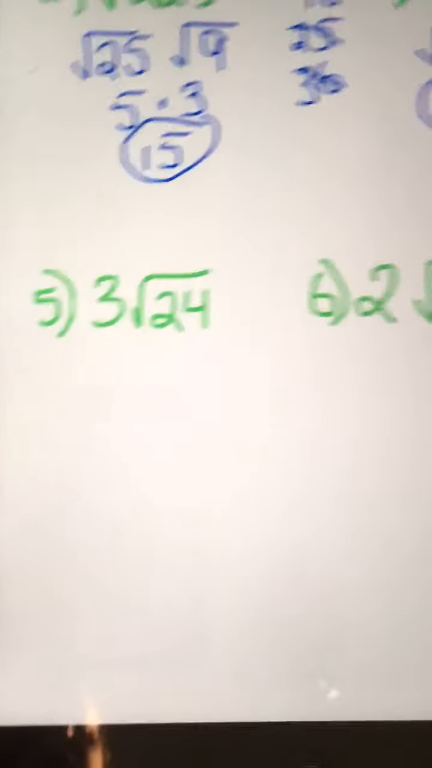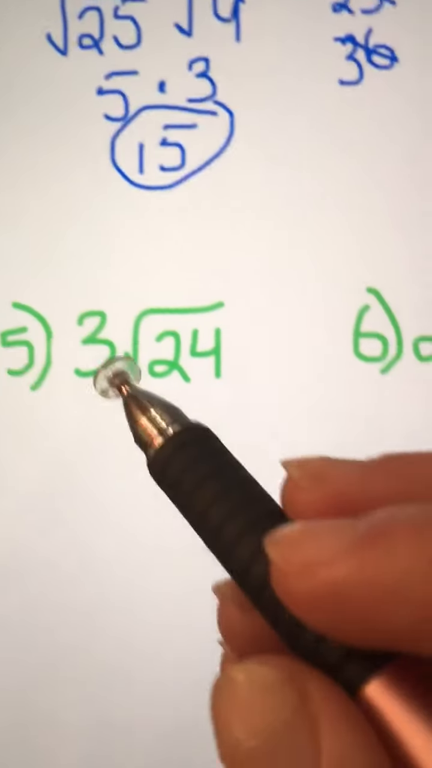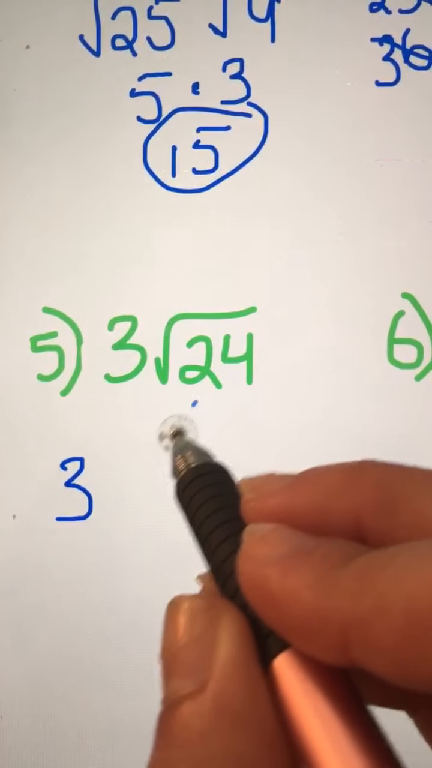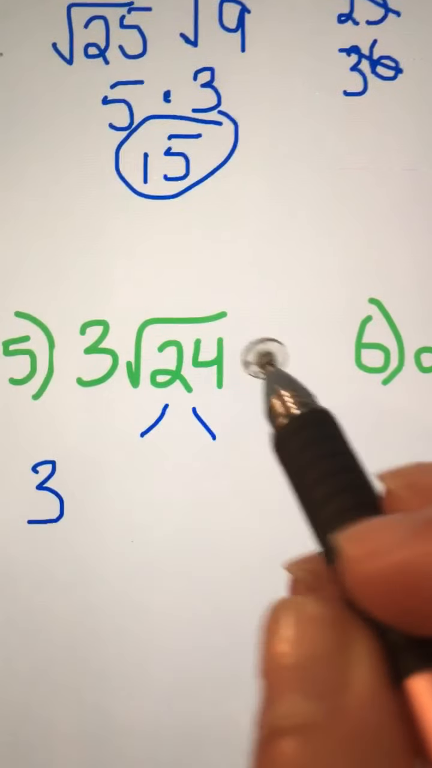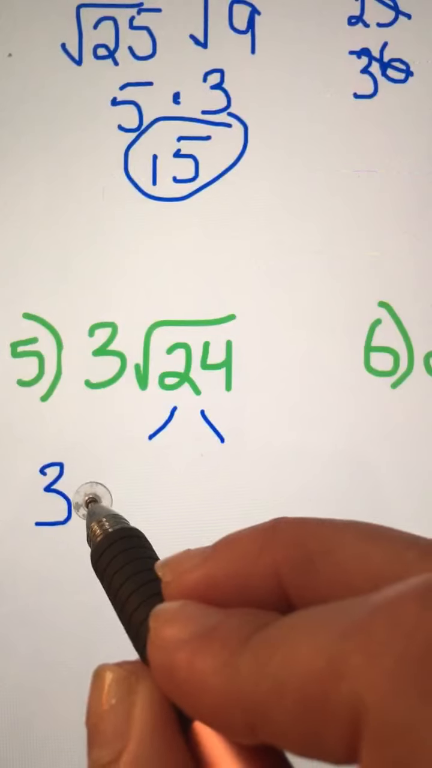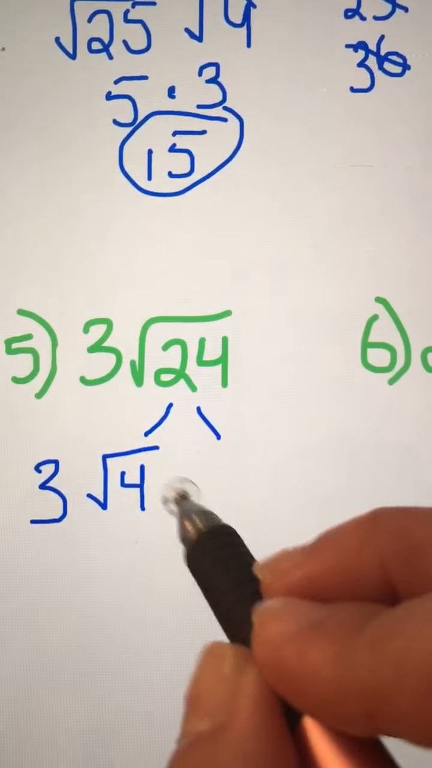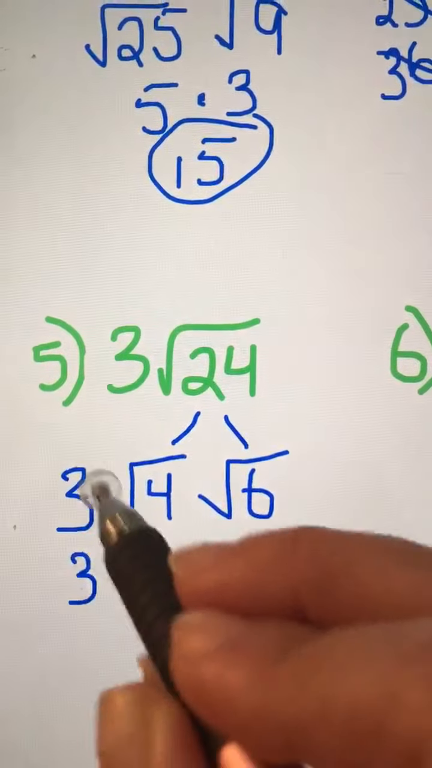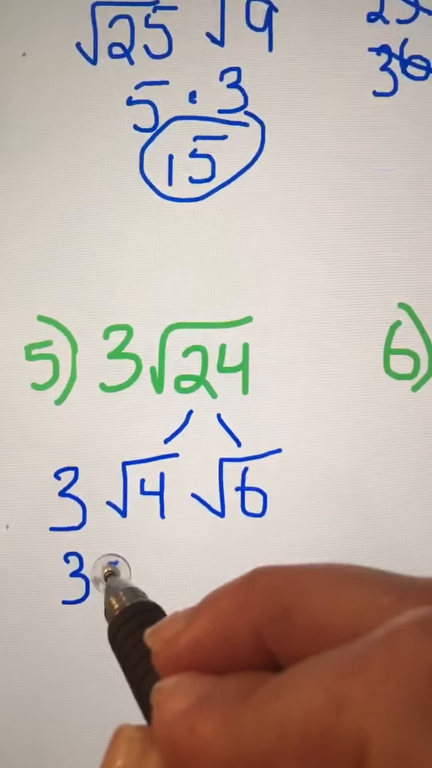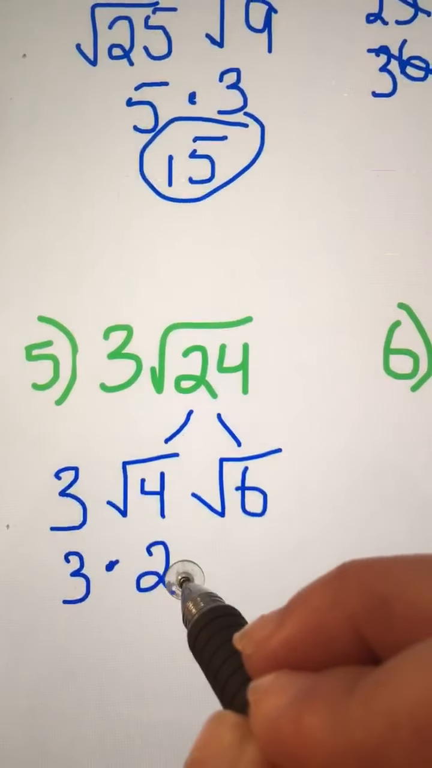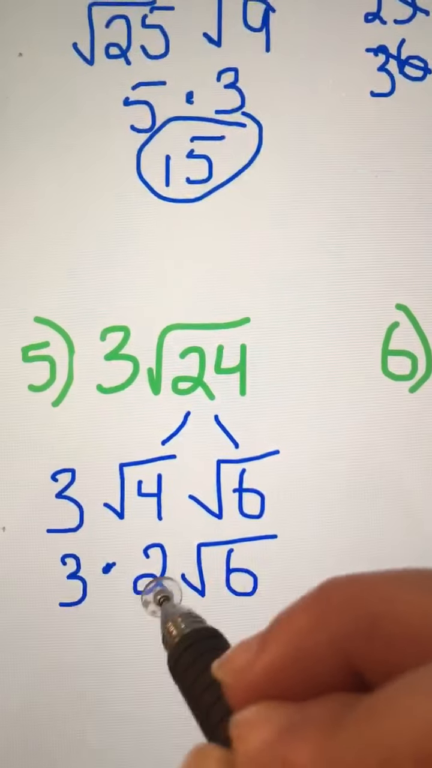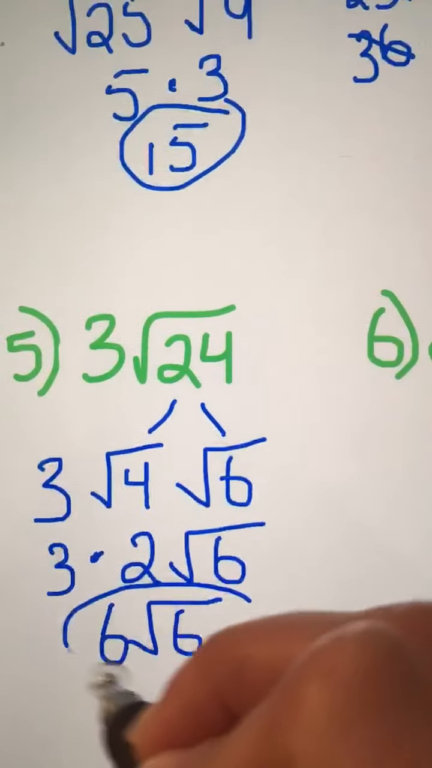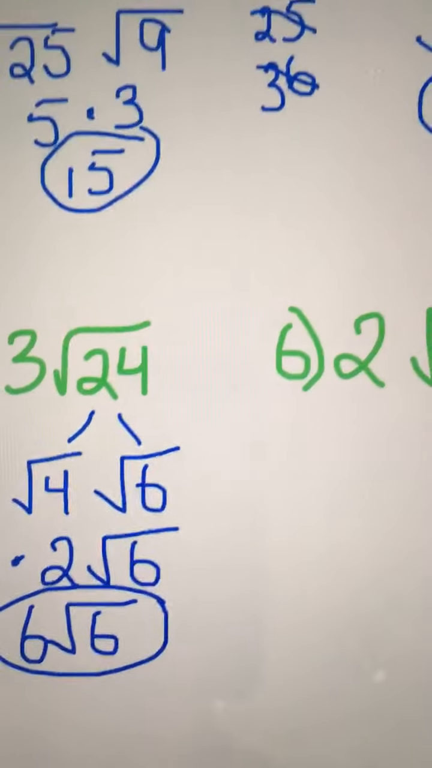Now these have a coefficient on the outside, which is fine. You're just going to keep the coefficient on the outside. So we're going to bring down the 3 and then rewrite the 24. The highest perfect square that we can divide 24 by is 4 with 6 left over. 4 times 6 is 24. So 3 stays on the outside. These are all multiplied together. The square root of 4 is 2, and then we have square root of 6. 3 times 2 is 6, and then we still have square root of 6. We can't simplify anymore, so we'll leave that.